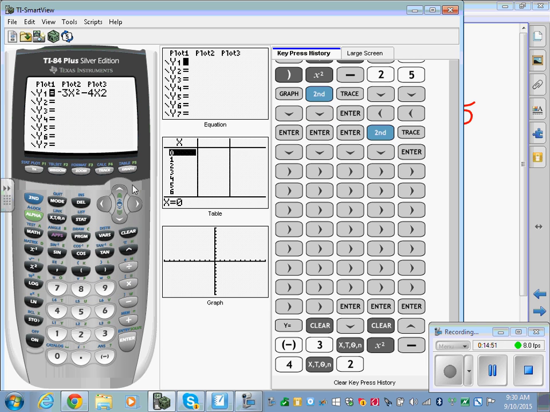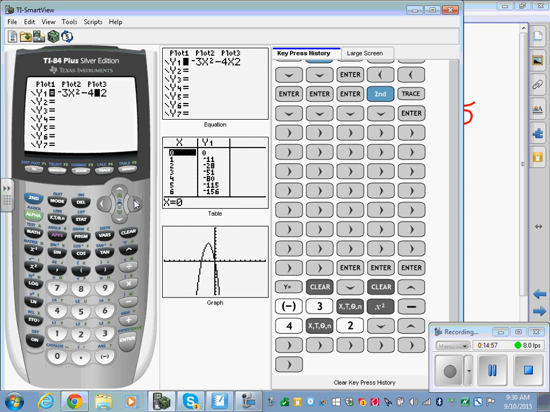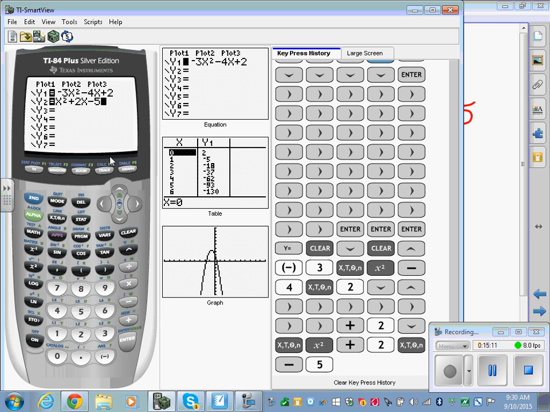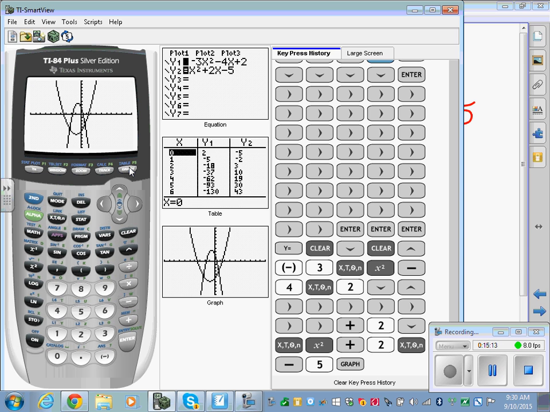And then what's the one below it? Read it to me. Oh, plus 2, guys. Sorry. Plus 2 and then down, and what's my other function? X squared plus 2x minus 5. Okay. Now I hit graph. Okay, so once again, my window's okay. I can see those two intersection points.